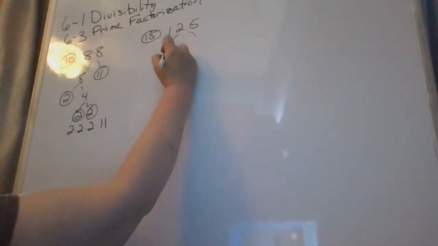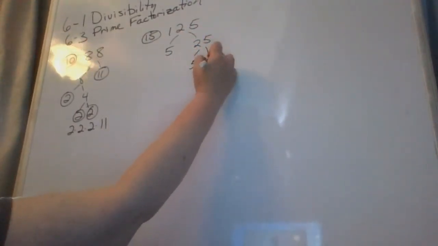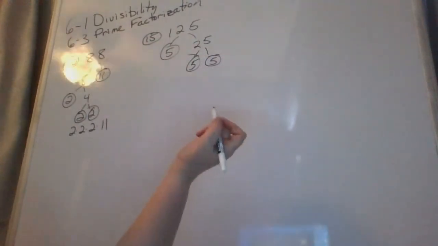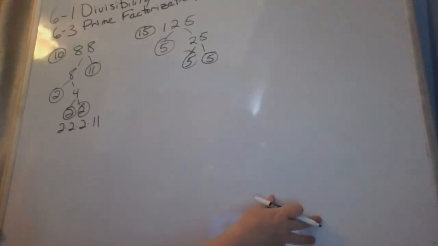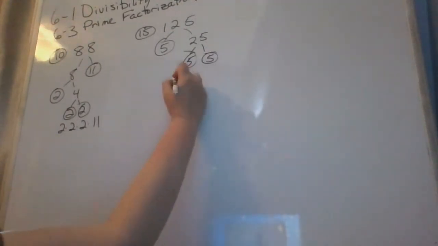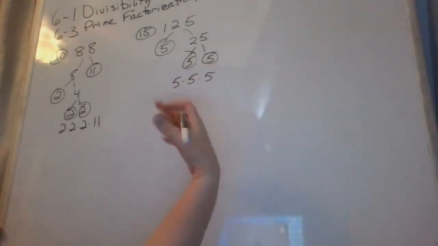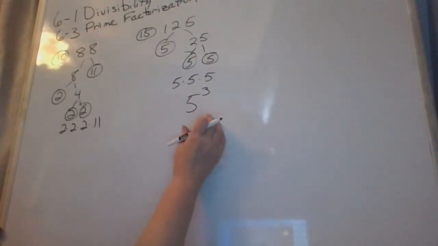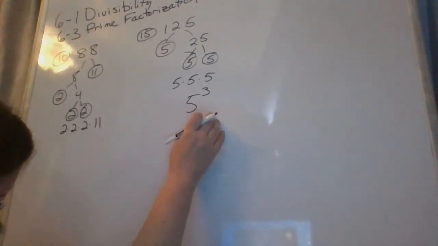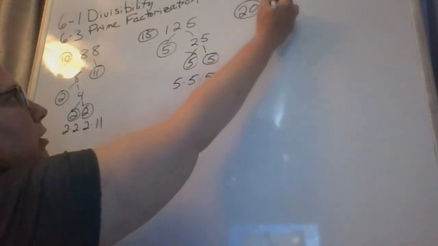Number 15 would be next, which is 125. 5 definitely goes into that. The directions here said we could do the prime factorization and then write an exponential form. So look what we have, 5 times 5 times 5. But what are we multiplying? 5. How many do we have? 3. So that would be your answer for your prime factorization in exponential form: 5 cubed.